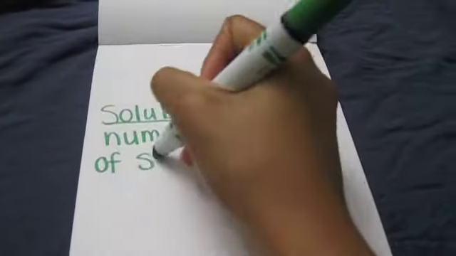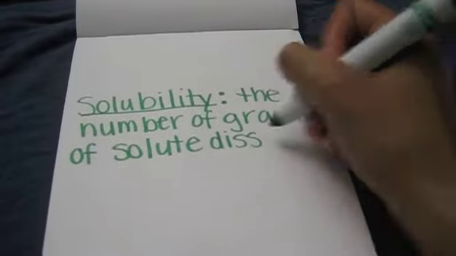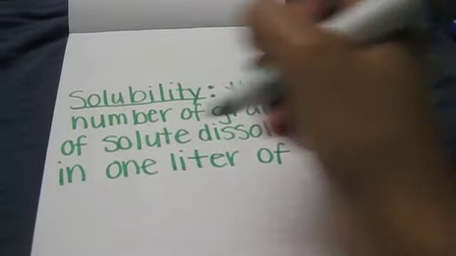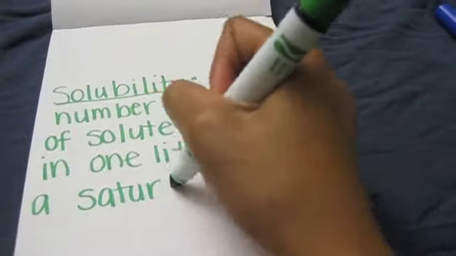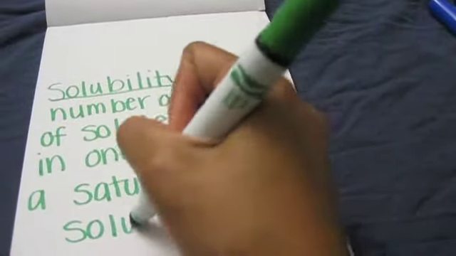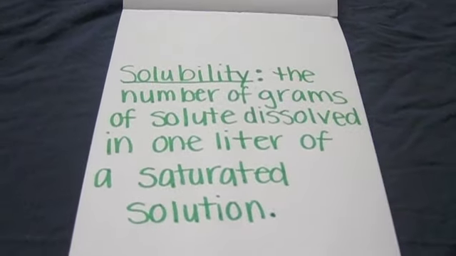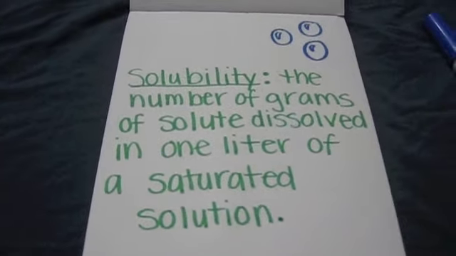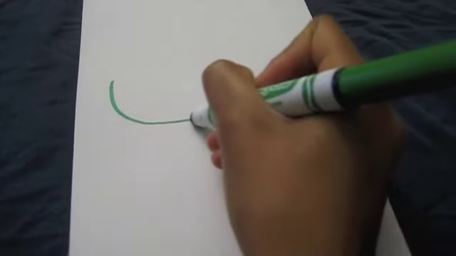Ocean acidification is also harmful to many sea-dwelling organisms. Solubility is the number of grams of solute dissolved in 1 liter of a saturated solution. Calcium carbonate, which is found in the shells of marine life and coral, is not soluble in water. However, carbonic acid is soluble in water.